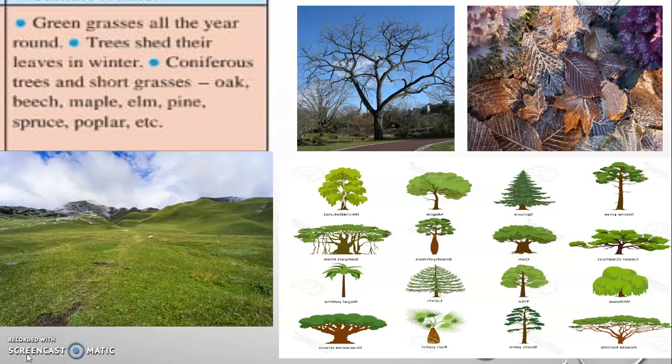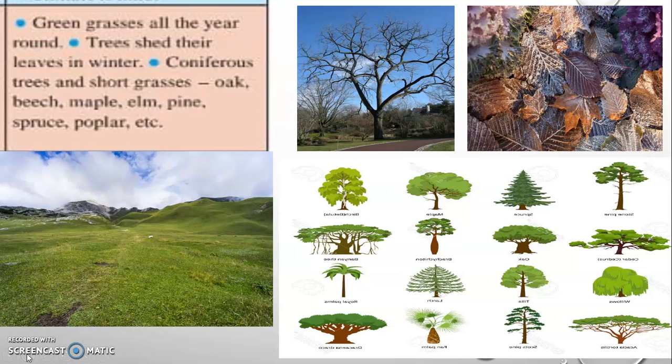The different types of trees which are found over here are oak, beech, maple. Maple syrup, maple sauce is eaten with wheat and all the products in the Western European countries. Elm, pine, spruce, poplar, etc. These are the various types of trees which are found in the Western European countries. Okay, I hope you are clear with this.